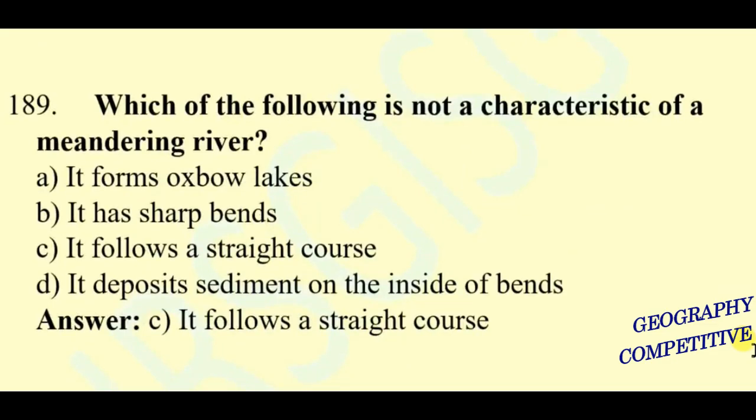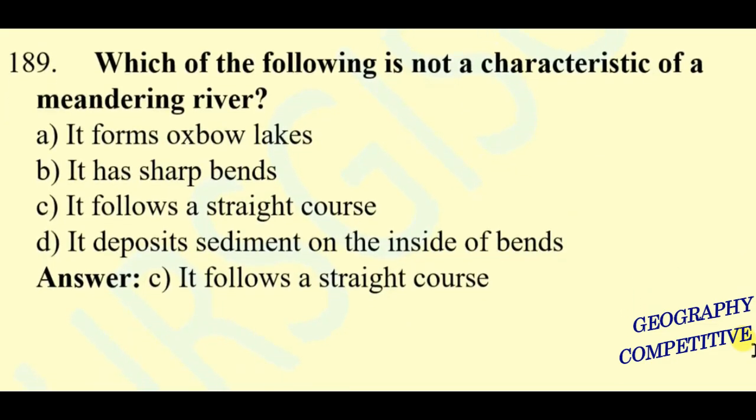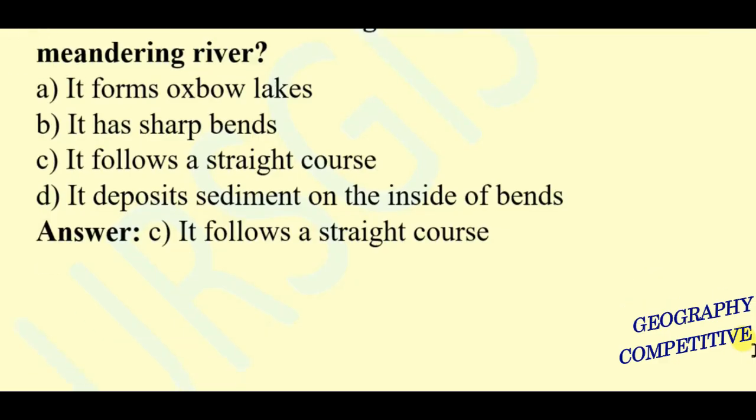Question 189. Which of the following is not a characteristic of a meandering river? It forms oxbow lakes, it has sinuous bends, it follows a straight course, it deposits sediment on the inside of bends. And the right answer will be it follows a straight course. If it follows a straight course, it will be a straight river, not a meandering river, right?